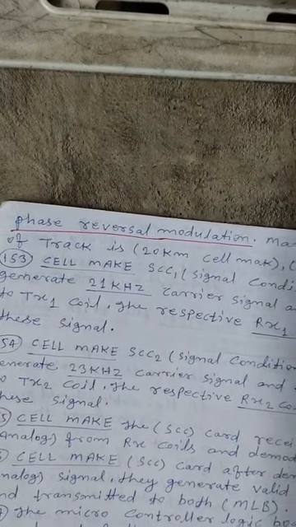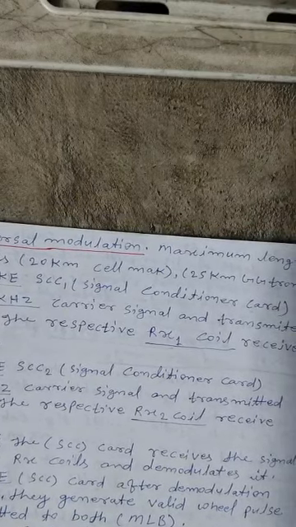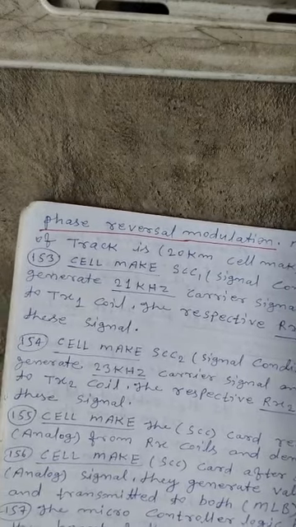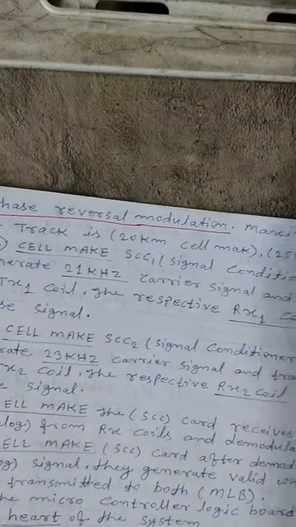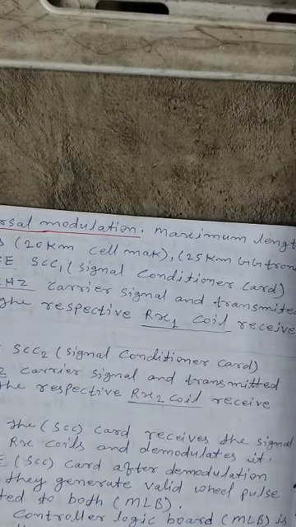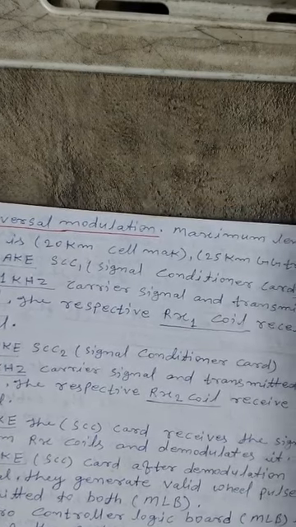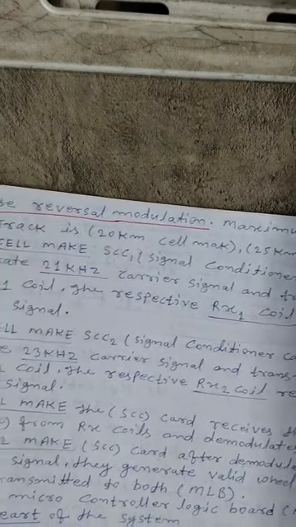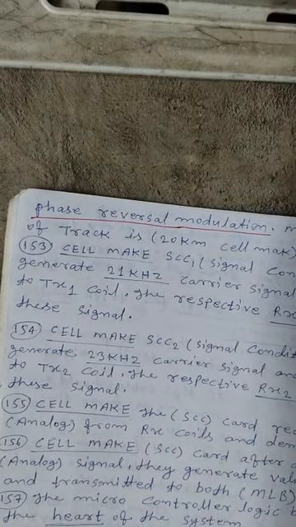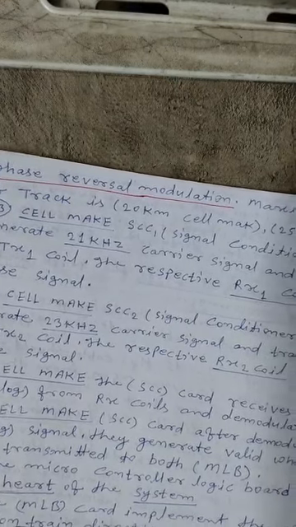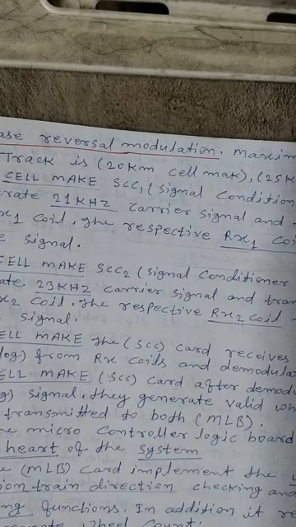The microcontroller logic board MLB is the heart of the system. The MLB card implements the wheel detection, train direction checking and wheel counting functions. In addition, it receives the remote wheel count event from the event logger card.